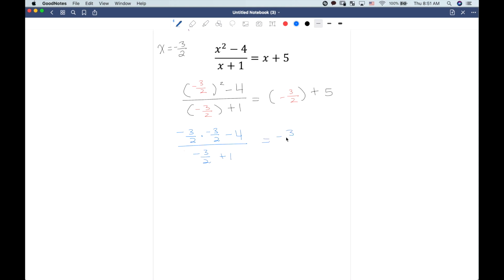And the numerator is okay. All right. So let me deal with the multiplication. When you're multiplying fractions, you just have to multiply straight across. So negative 3 times negative 3 is positive 9. 2 times 2 is 4. So this is actually positive 9 over 4.